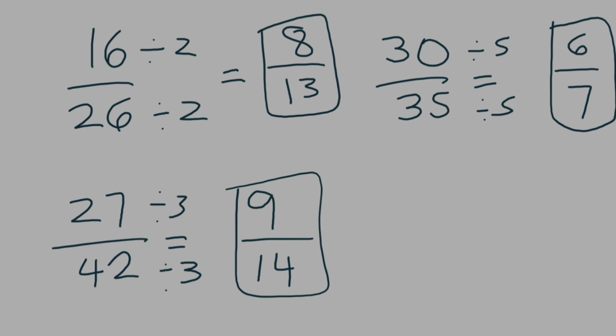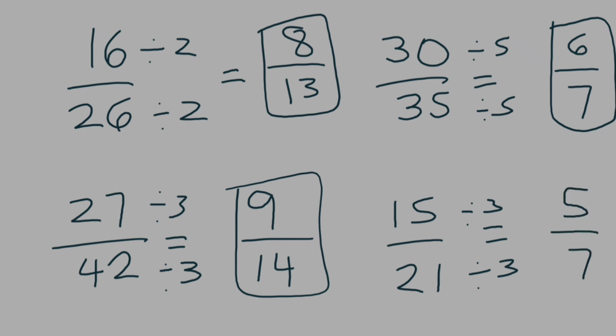Let's work on this last problem. Let's say I have 15 over 21. Are 15 and 21 divisible by 2? No. Are they divisible by 3? Yes. So we're going to divide 15 and 21 by 3. 15 divided by 3 is 5. And 21 divided by 3 is 7. So 5 over 7 is going to be our final answer because 5 and 7 both are prime numbers.